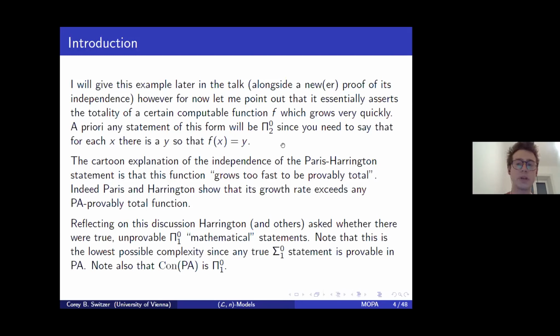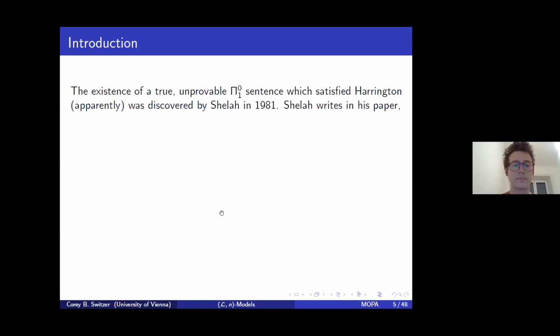But for Π^0_1, we know that you could have a sentence independent of PA that's Π^0_1, because Con(PA) is one: you're saying for every x, x is not the proof of a contradiction. So this question of whether you could have a true unprovable Π^0_1 sentence was answered affirmatively by Paris in 1981. And he wrote this really great paper on it.